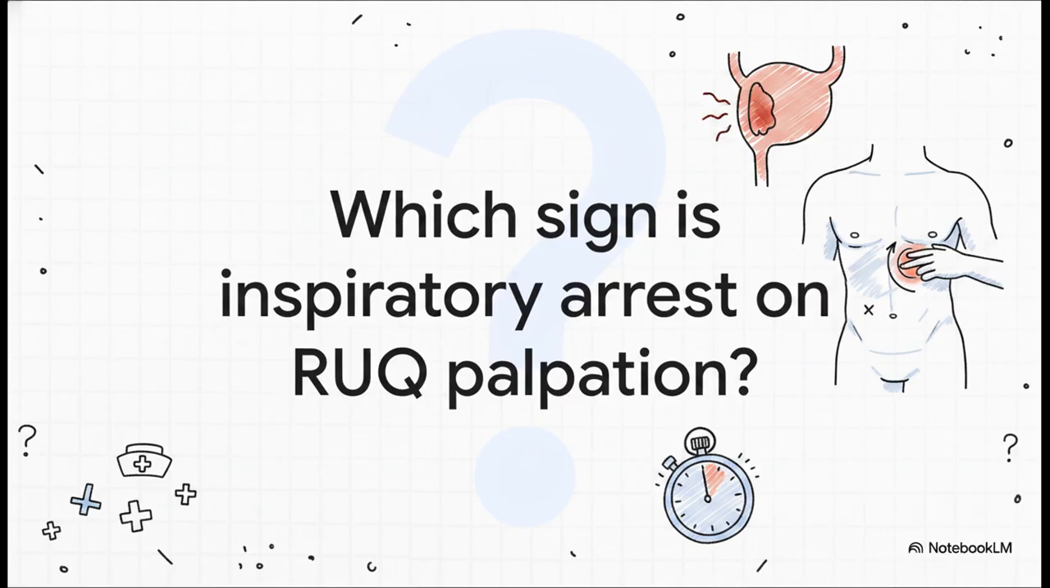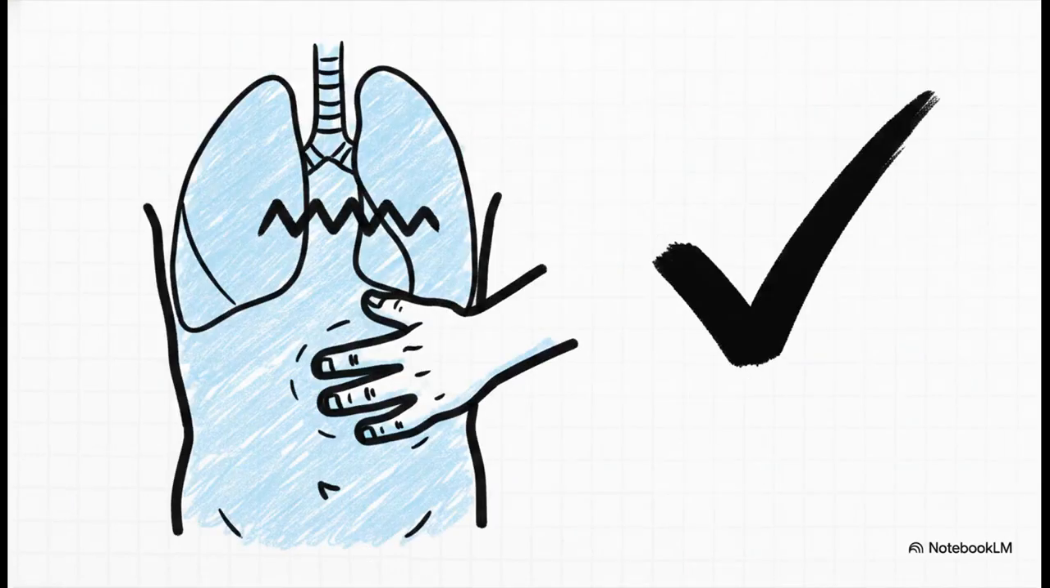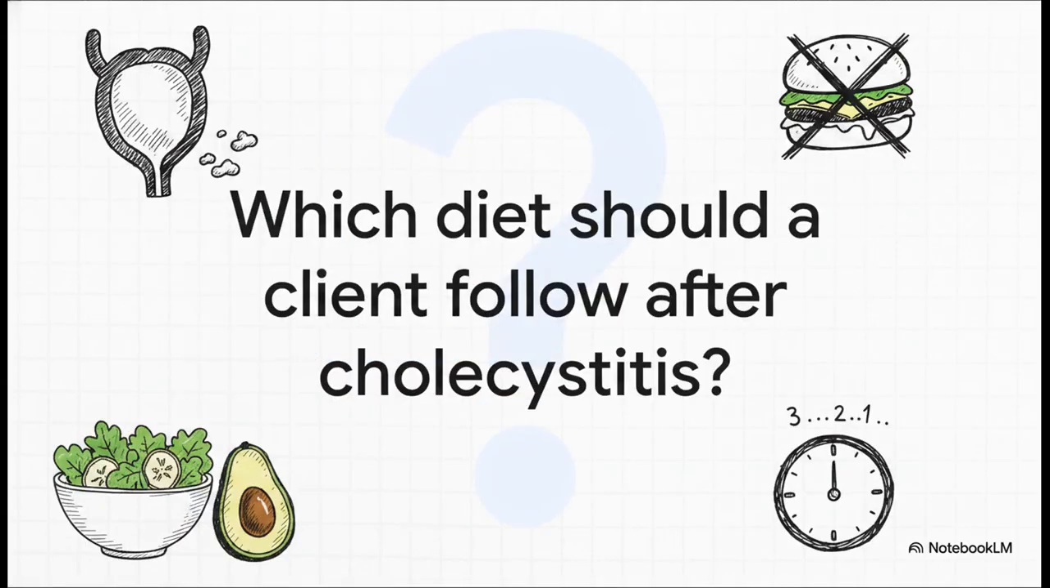3, 2, 1. And the correct answer is C, a positive Murphy sign. Remember that inspiratory arrest with right upper quadrant palpation is the absolute hallmark physical exam finding for a highly inflamed gallbladder and cholecystitis. Awesome job if you got that one right. Let's keep this momentum going.